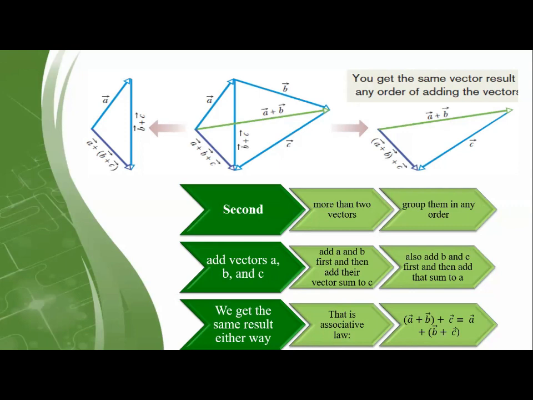Thus, if we want to add vectors A, B, and C, we can add A and B first and then add their vector sum to C. We can also add B and C first and then add the sum to A. We get the same result either way, as shown in the figure. That is the associative law.